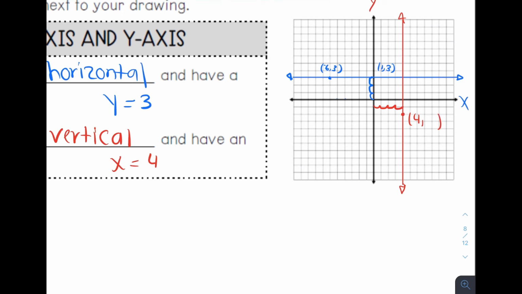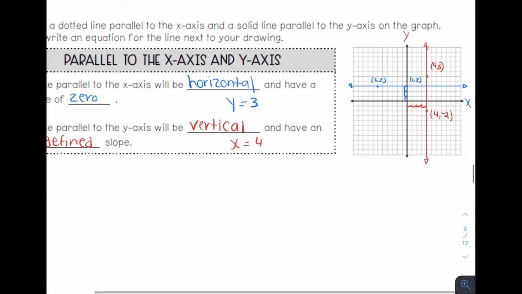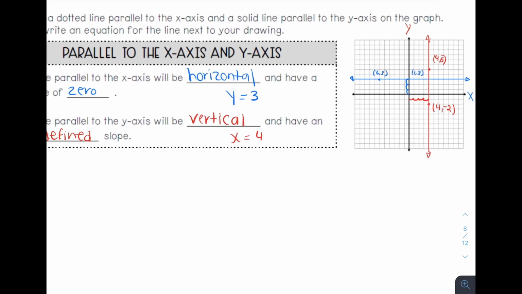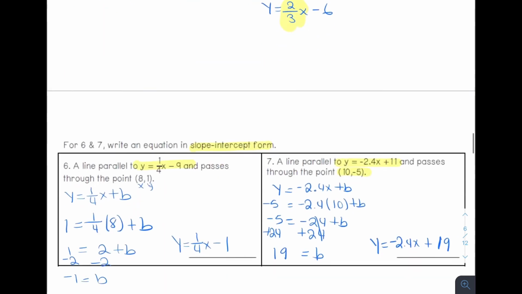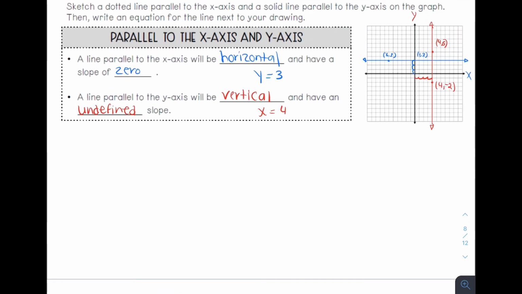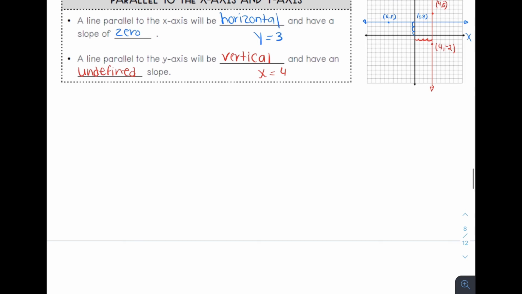In this case, if I do -2, it'll be 4, -2, and I can go and do a point up here, and it'll be 4, 5. Your x will stay the same, okay? You're 4 units away from your y-axis, and any point you get from this line, your x's will be 4. They will stay the same, okay? So remember, for the x-axis, you use y equals however many units you are away from the x-axis, and for the y-axis you use x and however many units you are away from your y-axis.